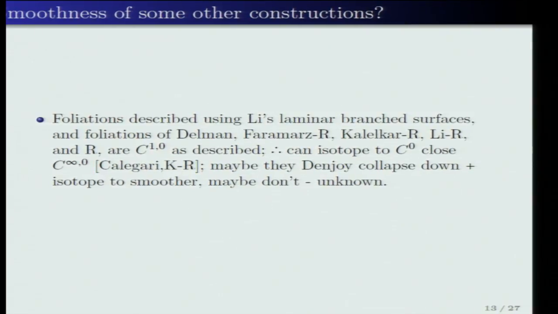The various constructions that use branched surfaces typically involve Denjoy blow-up. So they can easily be chosen to be C1,0. They can actually easily be chosen to be C infinity,0. Or you can just start with C1,0 and isotope to a C0-close C infinity,0. So Calegari has isotope to C infinity,0, and then Will and I jazzed that up to a slightly different proof, showing that you can stay C0 close to the foliation you began with. It might be that they Denjoy collapse down and isotope to smoother. It might be that there are other closely related foliations which are smooth. We just don't know.